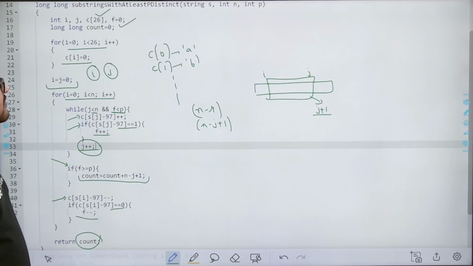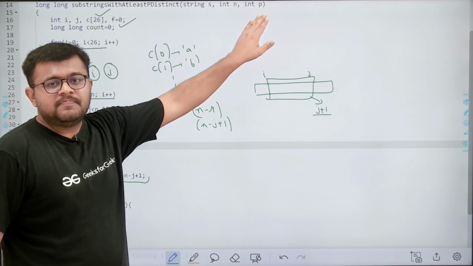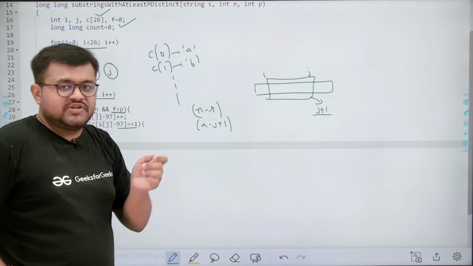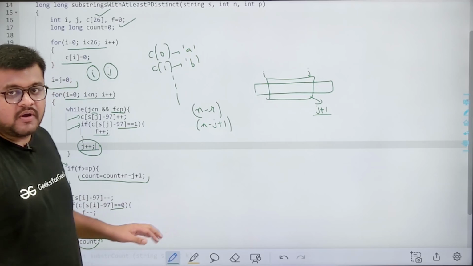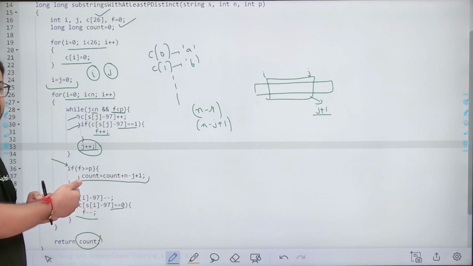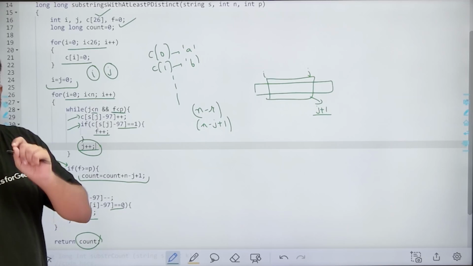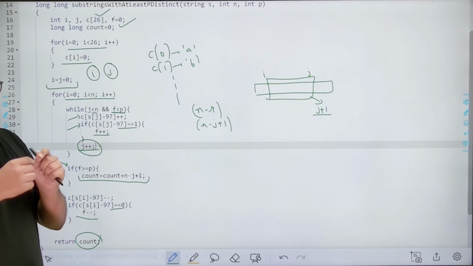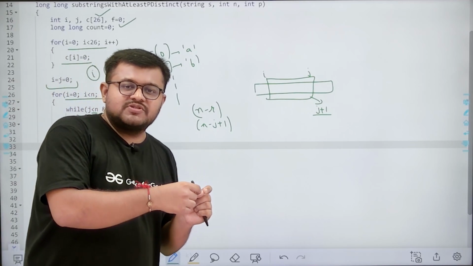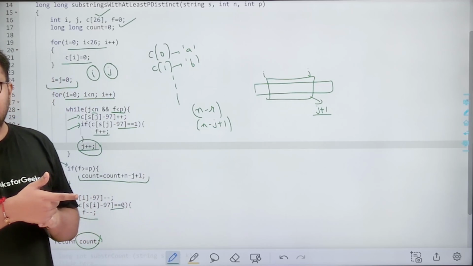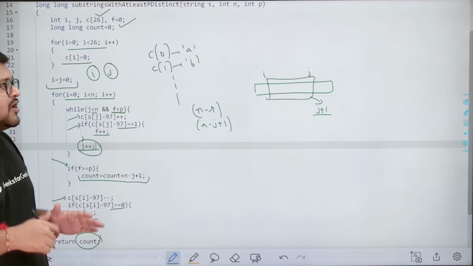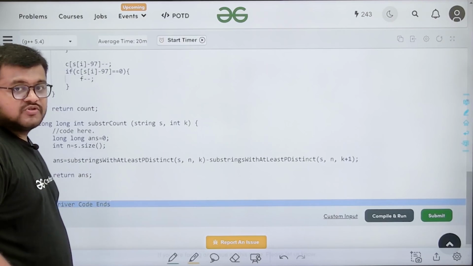Finally I'll return the count, which is basically nothing but the number of substrings of string s where the number of distinct characters is at least p. And in the main function, we subtracted the number of substrings having at least k plus 1 distinct characters from the number of substrings having at least k distinct characters, and that gave us the answer. Okay, so now let's submit this code.